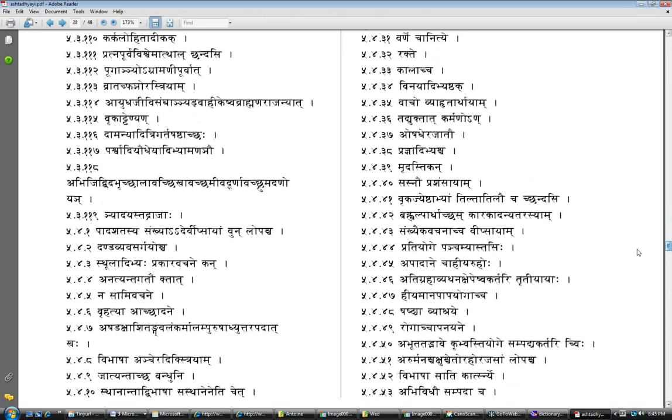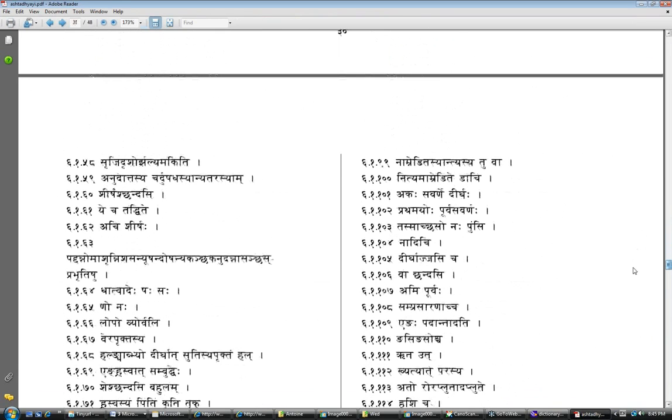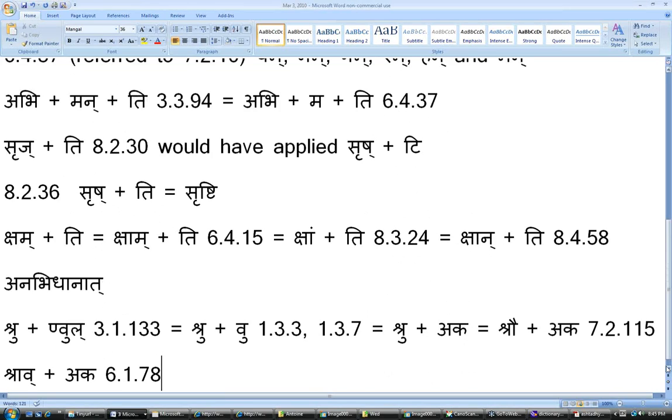Just double check for you, so you get the document without errors. If I'm making any errors, please tell me, because we want the document as far as possible error-free. So Iko'nachi was 6177, Eco'yavayavah is 6178. If you have an e, o, ai, au, followed by an ach, you get ay, av, ay, av respectively. So it becomes shravakah. Shravakah is in the meaning of the listener.